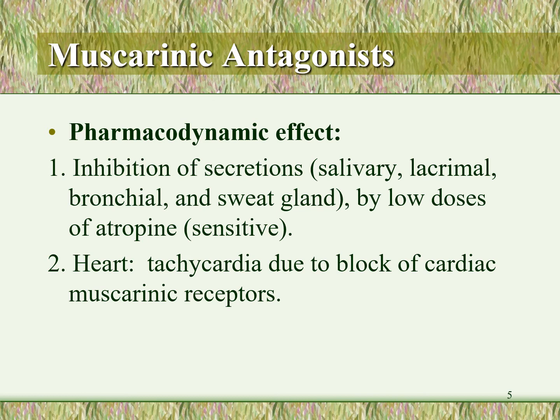The vagal stimulation of the heart, the parasympathetic effect on the heart, tends to slow the heart rate and slow the force of contraction. So the opposite effect is produced by atropine, due to the blockage of this type of muscarinic receptor, which will result in tachycardia.